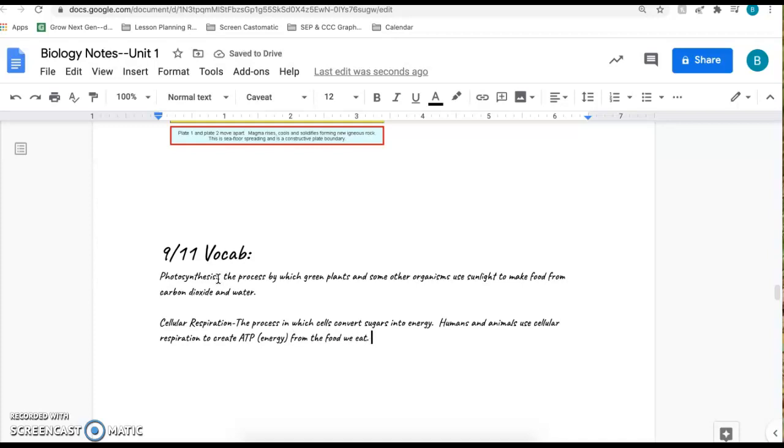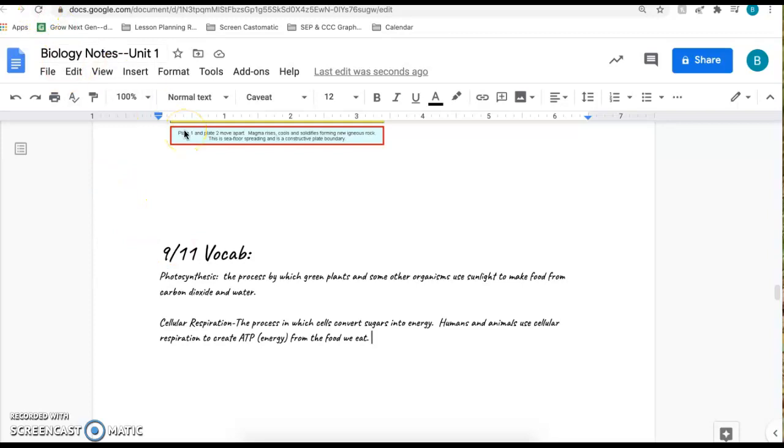So ATP is a form of energy that we use in order to carry out everyday processes like mowing the lawn, walking the hallways, texting on your phone, okay? You have to have ATP in your bodies in order for that to happen, okay? And we get this energy from the food that we eat.